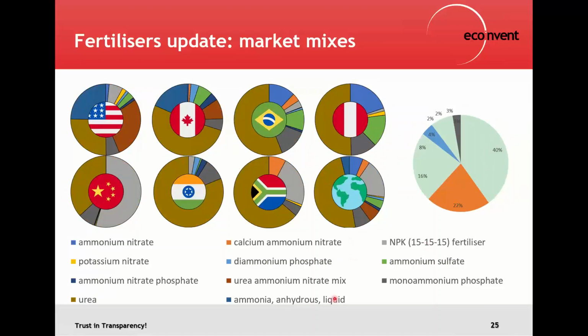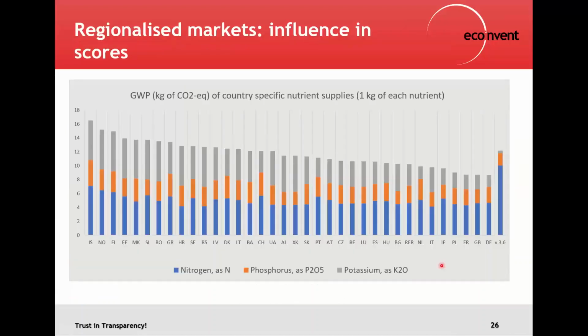Here I'm showing only big, important agricultural producers. And same, I'm comparing here with version 3.6, which is in light green. And you can see how different the mixes are between those countries and how this is now captured by the database. Of course, those differences in the market mixes are then reflected in differences in the score as well.